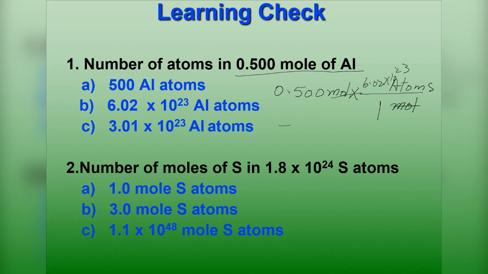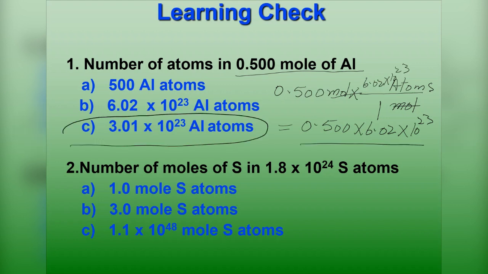Mole cancels out, and we get 0.500 times 6.02 times 10^23. If we multiply, use your calculator. You can use a TI-83 to get an accurate result. So what we get is C. That is the correct answer. Okay? Any question, please don't hesitate to ask in the comment section.